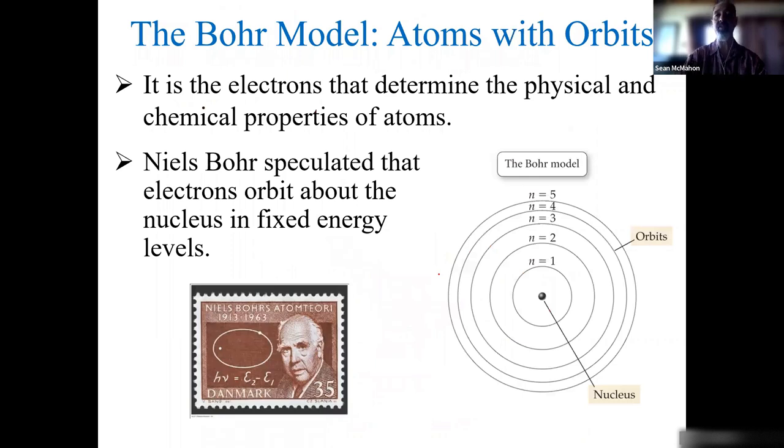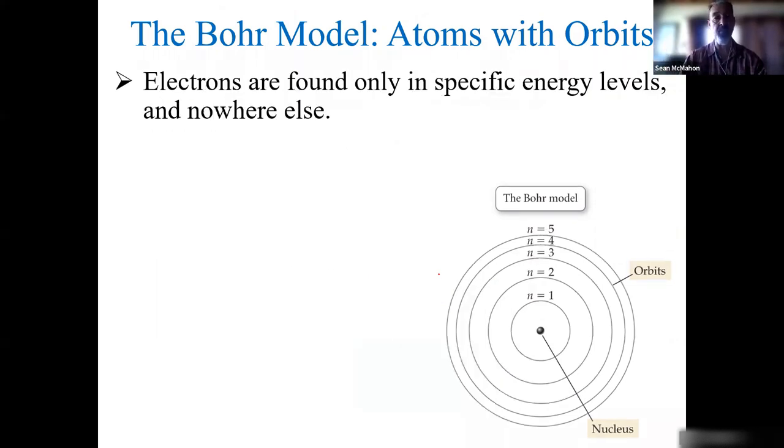It's the electrons that determine the physical and chemical properties of atoms based on their location and their energy levels. Niels Bohr speculated that electrons that orbit around the nucleus are in fixed energy levels, and he was actually able to quantize them for the hydrogen atom. Using the Bohr model to understand this, what we found is that electrons are located in specific energy levels, and they can't be in between. It's either all or nothing.